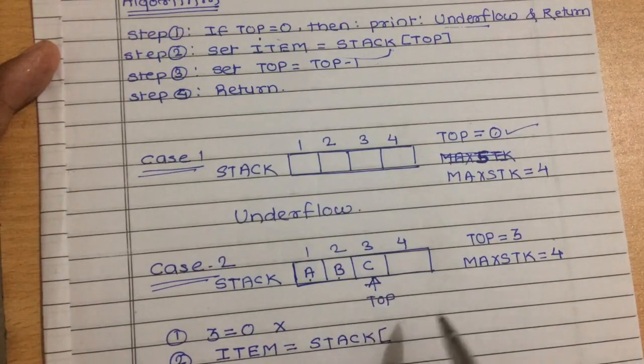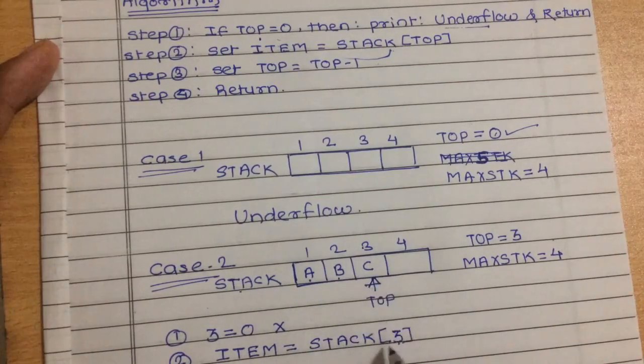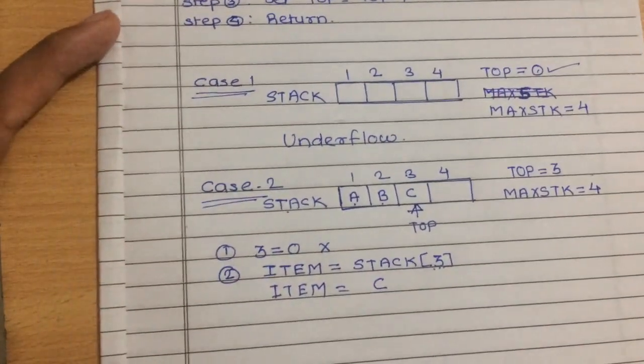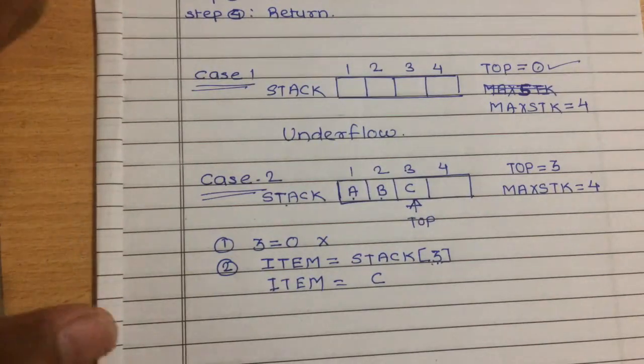So here in this case item is equals to stack of top. So what is the value of top? Here in this case the value of top is 3. Let's see which element is present at the third location. So stack of top, it is stack of 3 is equals to C. So the value of stack of 3 is C. So C will get stored in the item. So this is our second step.